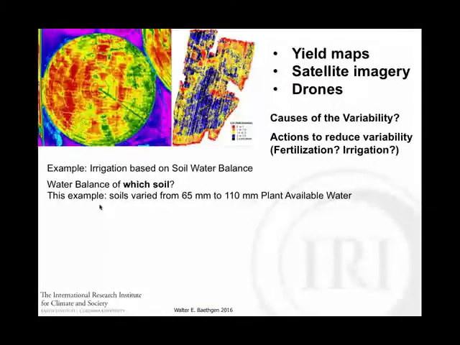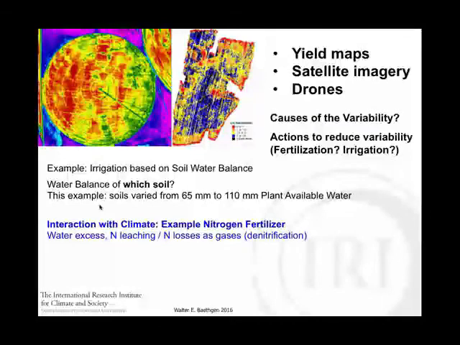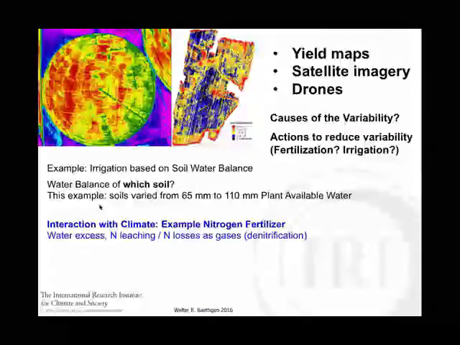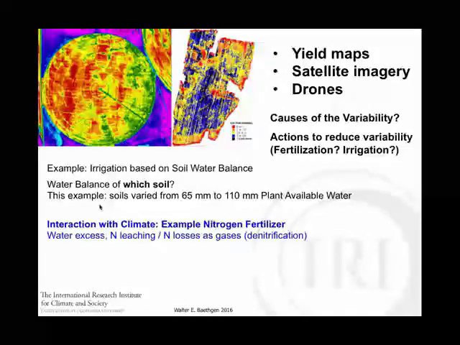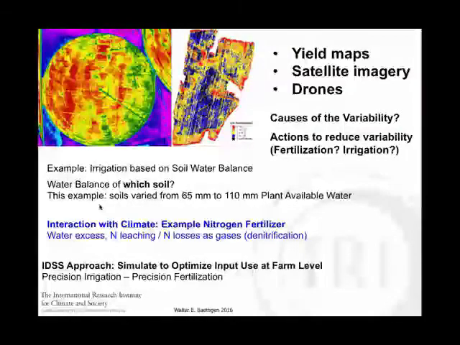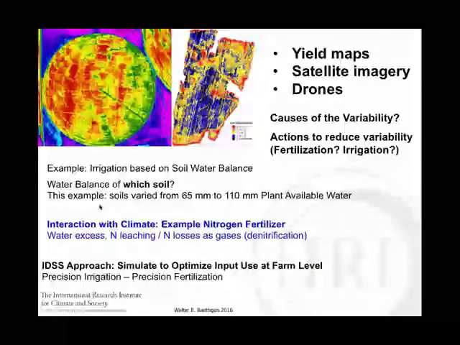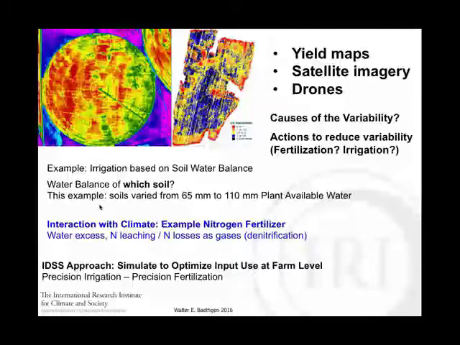So how do we use that soil-water balance and irrigate in a way that we are not over-watering or under-irrigating? And then you have the interaction of climate with inputs, for example, nitrogen fertilizer. What happens if you have water excess? You likely have nitrogen as nitrate leaching, and nitrogen losses as gases. So what is the role of this information and decision support approach? It is to simulate a lot of combinations of these irrigation criteria and fertilizer criteria, considering the variability within the field, and optimize input use at the farm level.